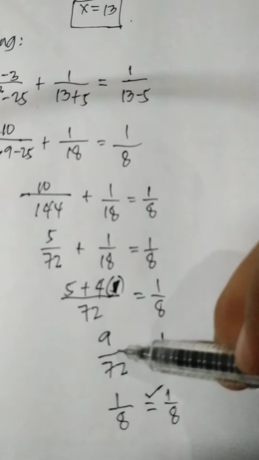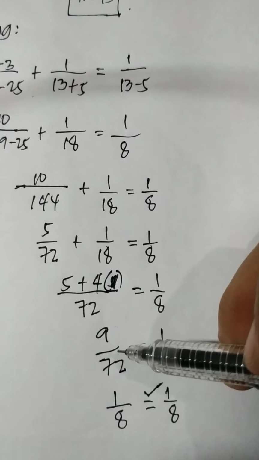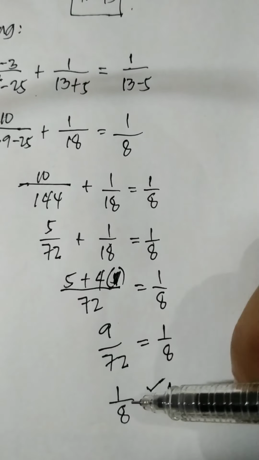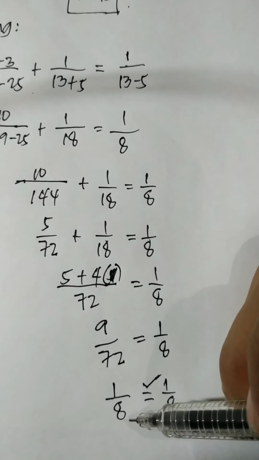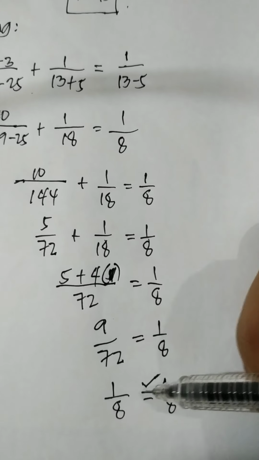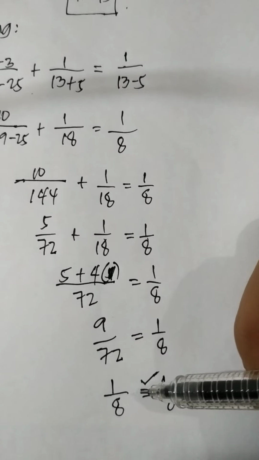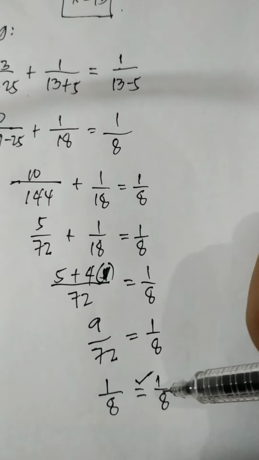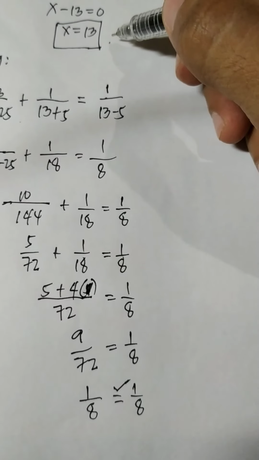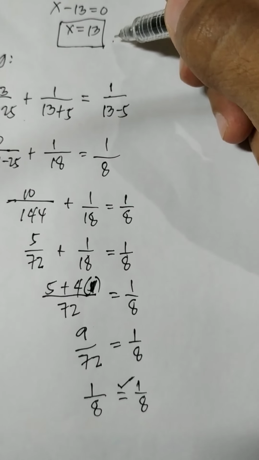So, i-reduce na po nato ni siya. So 9 divided by 9, so that is 1. 72 divided by 9, so that is 8. So therefore, 1 over 8 is equal to 1 over 8. So since equal na ang left o ang right side, therefore, x equal to 13 is our solution.